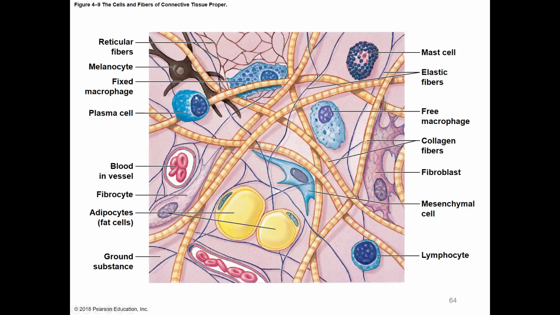Here's our plasma cell, macrophage, mast cell, lymphocyte, mesenchymal cell, adipocyte, fibrocyte. So those are all examples of things we might see in connective tissue proper. We see all of those that we just went over in this one tissue.